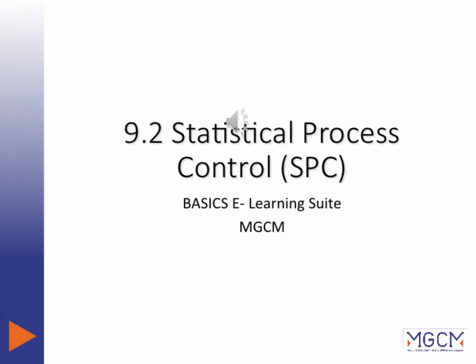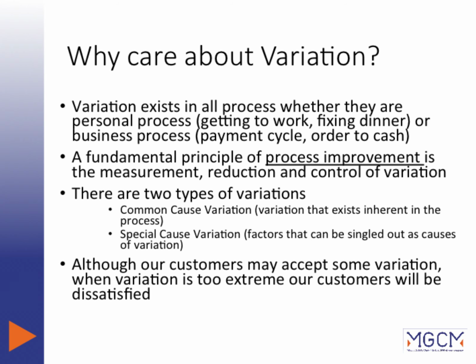Now, before we get into statistical process control, let us understand a little bit about variation, or in other words, why we care about variation. Variation exists in all processes, whether they are personal processes, such as getting to work every day, or fixing dinner, or business processes, such as your payment cycle, your order-to-cash cycle, or procure-to-pay cycle. A fundamental principle of process improvement is the measurement, reduction, and control of variation. There are two types of variation.